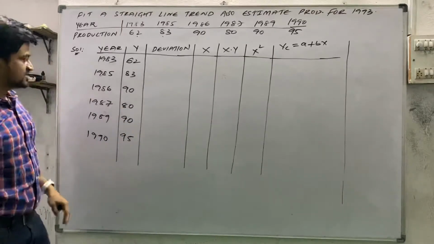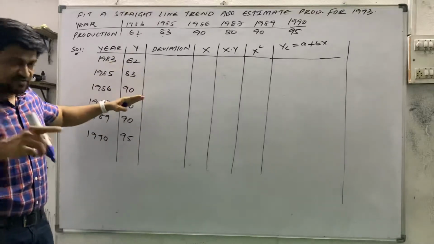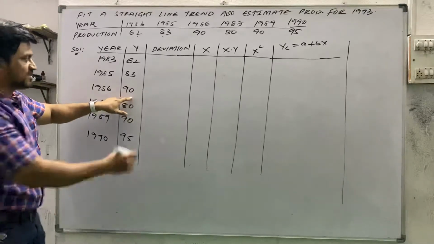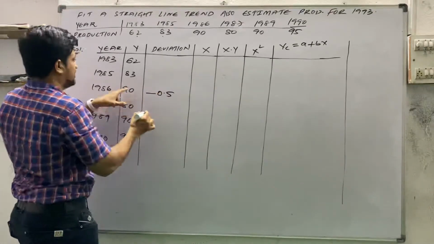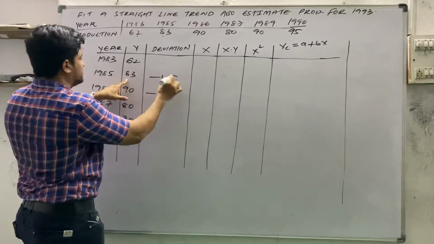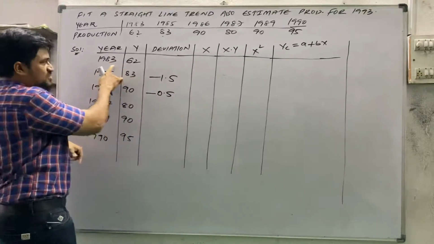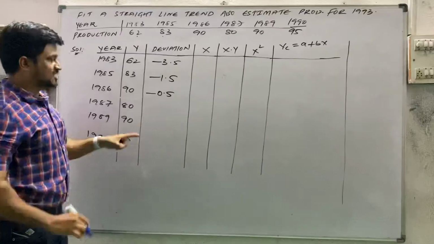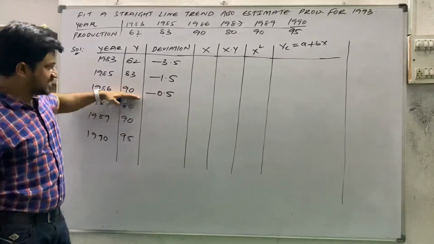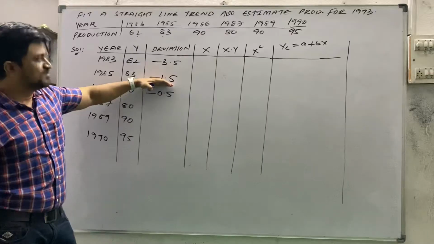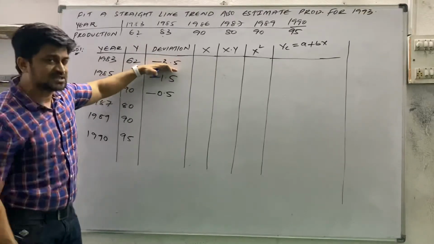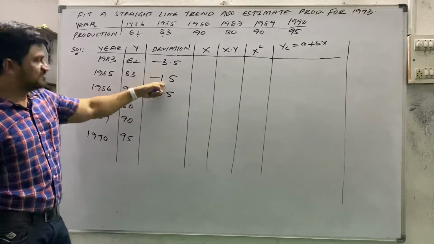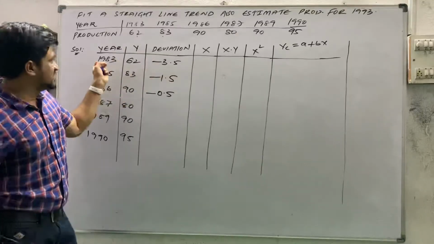Now what do you have to do? Deviations. What I told you, when we find an even number of years in the previous video, we have to take the center. The center is here. We don't find any value at the center. So take minus 0.5. Then reduce 1, minus 1.5. Reduce 2 because 84 is not there, minus 2.5 is not there, so minus 3.5. Check it out once again. Minus 0.5 because the center is here, minus 1.5. Basically, we have to take minus 2.5. Why are we taking minus 3.5? Because of the missing year.